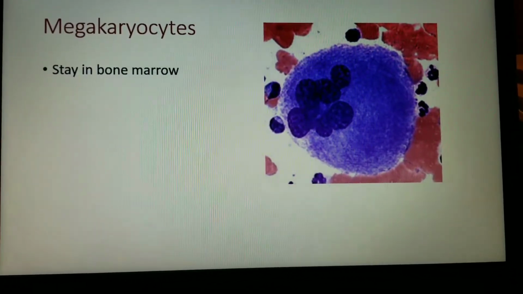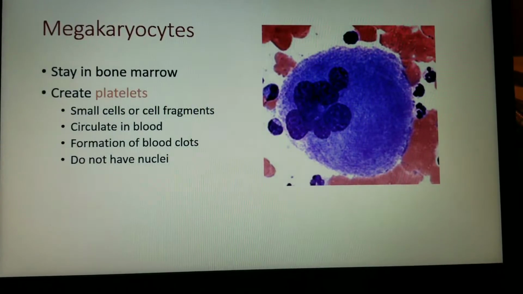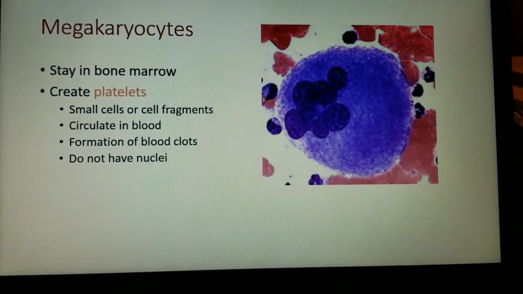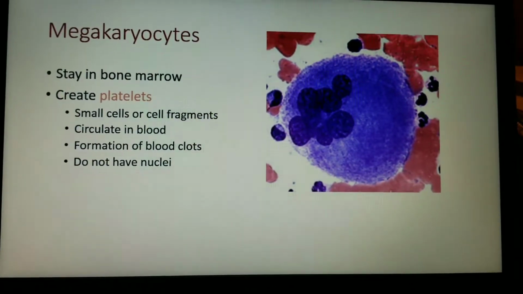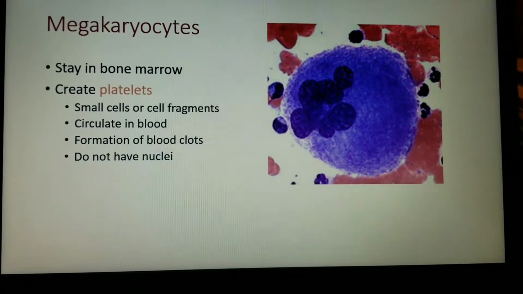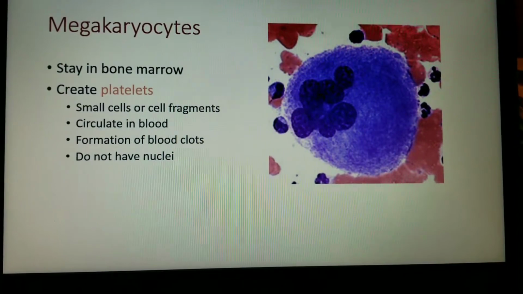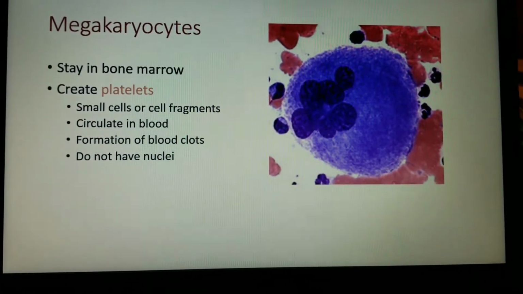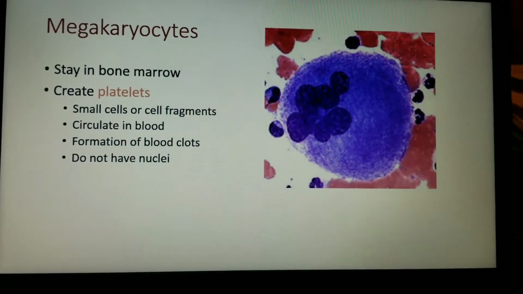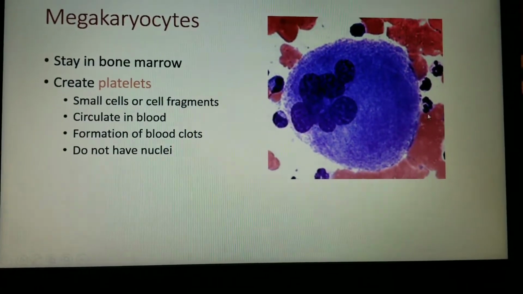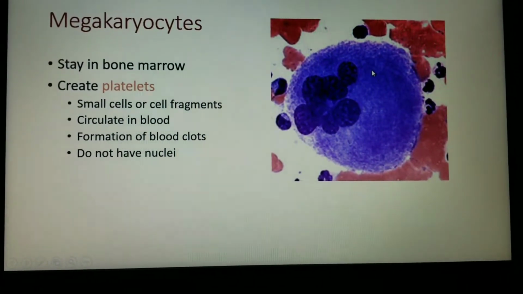Megakaryocytes are really large cells that stay in the bone marrow and create platelets. Platelets are small cells or cell fragments that circulate in your blood and have to do with the formation of blood clots. They do not have a nucleus. That's not to be confused with this picture, which is the megakaryocyte itself, not the platelets.